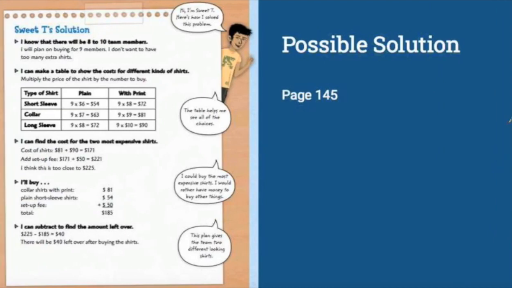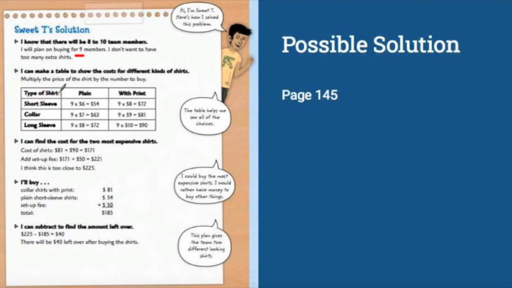Okay, looking at Sweet Tea's solution. They've already come up with one solution, and then we're going to go into the next page after this and create our own solution. So they want us to pick between 8 and 10 team members. Sweet Tea went ahead and chose 9 members, and he doesn't want to have too many extra shirts.